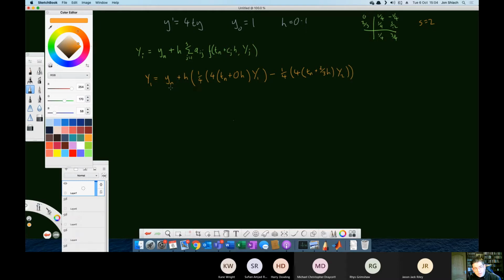That's our first stage value calculation, and our second one is similar. Again, we have y_n. This time, instead of i equal to 1, we have i equal to 2. a21 is 1/4, and the function is exactly the same, multiplied by Y1. And this time I'm going to have plus a22, which is 5/12, and this function is going to be the same.